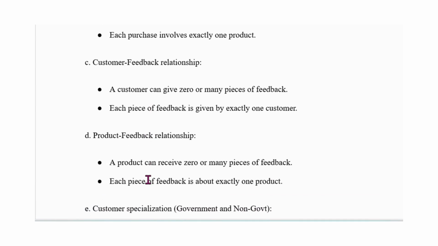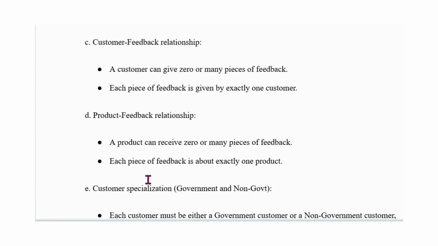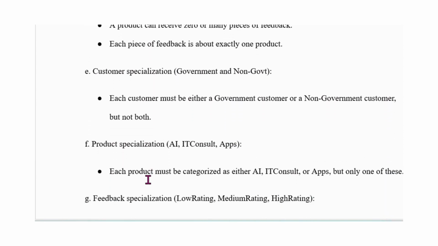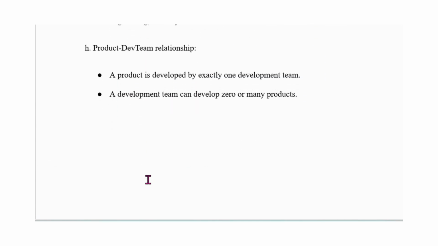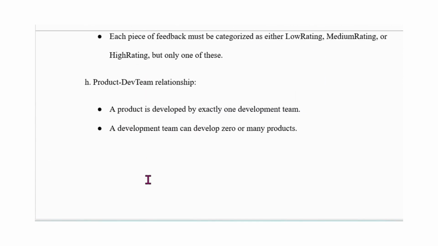Now, let's move on to the next enterprise rule, which is that each piece of feedback must be categorized as either low rating, medium rating, or high rating, but only one of these. Note that these are also the names of the weak entities under the feedback entity.